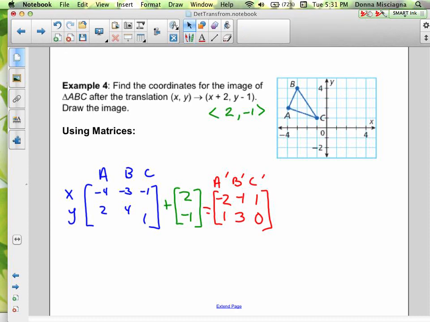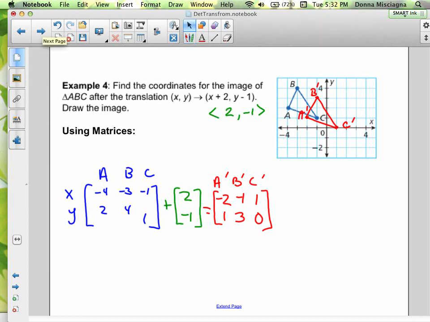All right, so -2, 1. So here is A prime. And then we have -1, 3. There's B prime. And 1, 0 is going to be C prime. And now all we have to do is connect our coordinates. And there we go, our figure is graphed. And that's all there is to it.